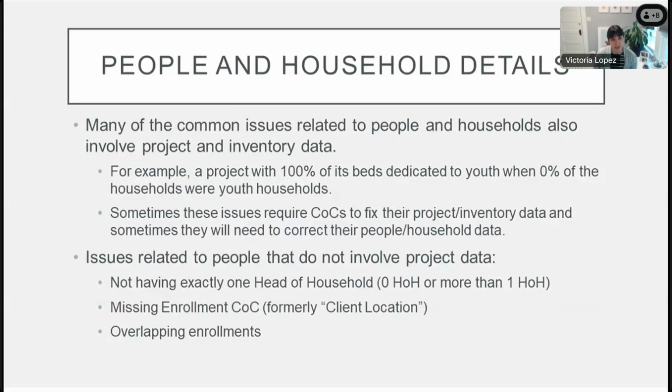All right, and the next section is people and household details. So many of the common issues related to people and households also involve project and inventory data. So we just talked about utilization, right? So a project with 100% of its beds dedicated to youth might not have served any youth at all. So that'll trigger a flag.